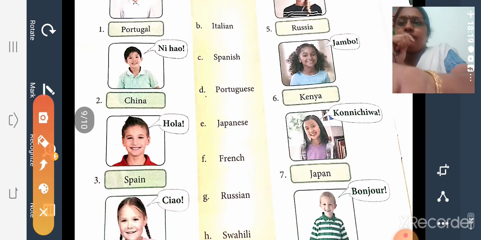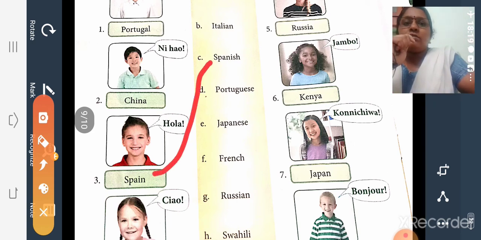Third one, Spain, and their language is Spanish. Here, H-O-L-A is hola. H is silent there, so it is pronounced hola.